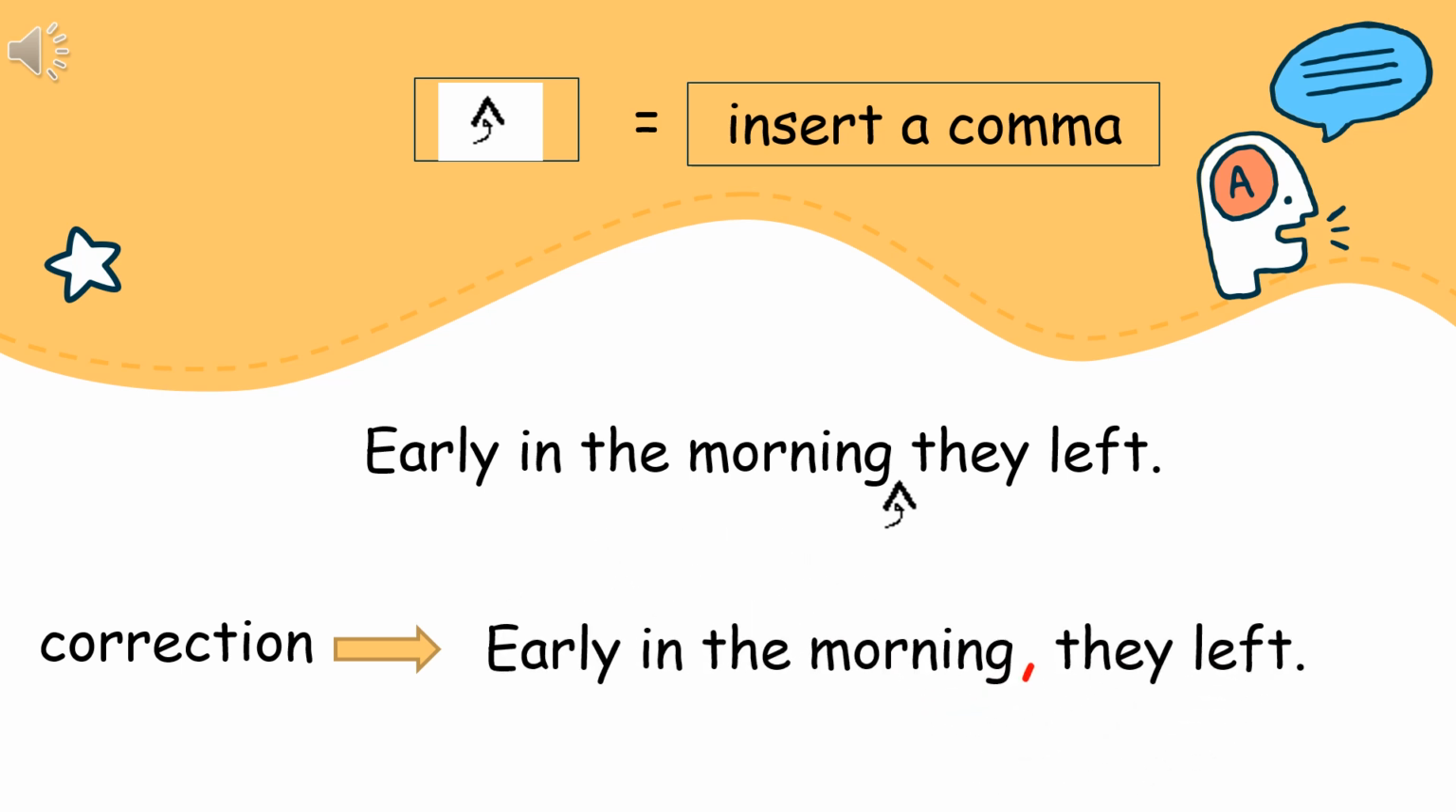The next proofreading symbol is the small arrow with a comma under it, which means to insert a comma. That is, you have to insert a comma in this place. For example, in the following sentence, a comma should be added after the time clue, early in the morning. That's why there is the small arrow with a comma proofreading symbol under it. Therefore, it should be written correctly by adding a comma.